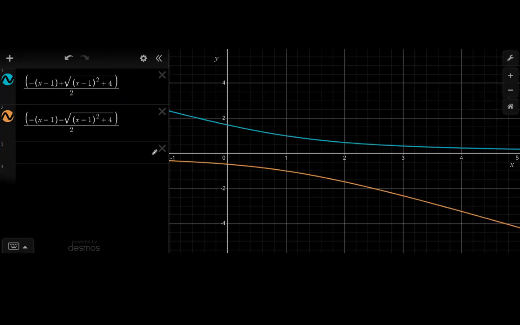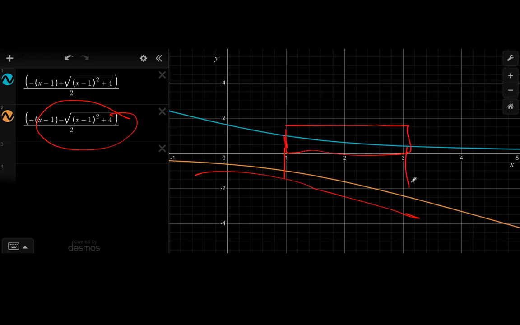And as you can see, the negative one, this one here, is also negative in the interval between 1 and 3. And only this blue one, where there is a plus in between here, is what we need. This is the one that we want to use.